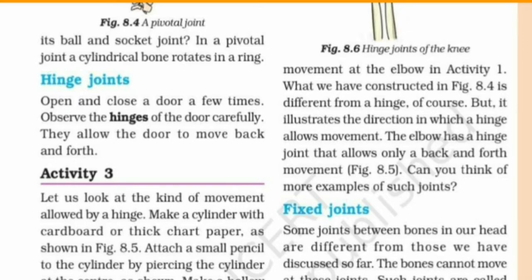Now, where is this joint located? The elbow has a hinge joint that allows only a back and forth movement, and also you can think of some more examples like knees, toes and fingers. You can also carefully observe in your body the type of movement that hinge joints give.